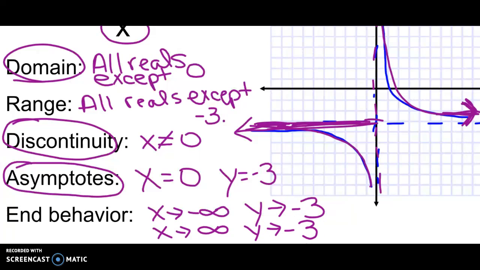Now, we don't really talk too much about when x is approaching 0 on either side. We don't really get into it too much in Algebra 2. We'll do that in pre-calculus.